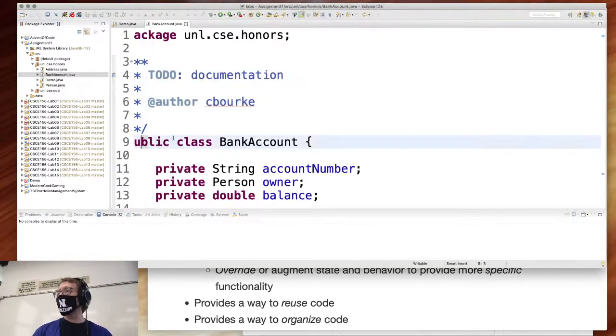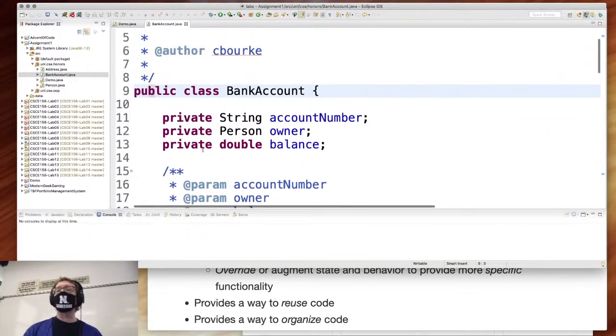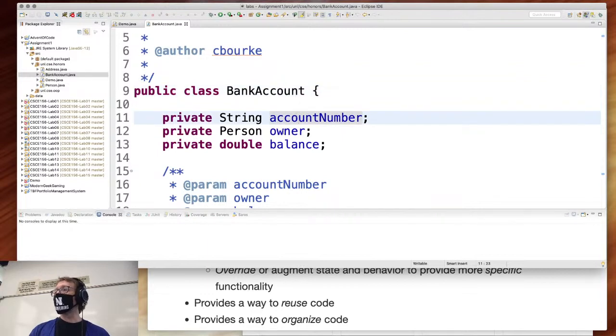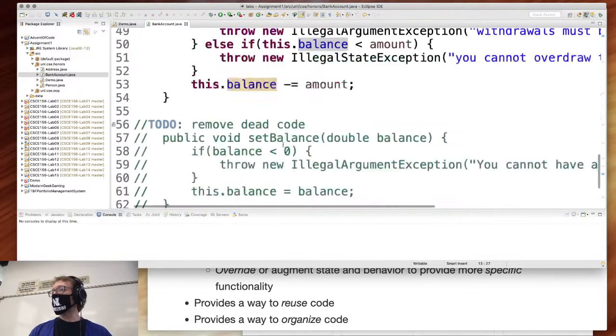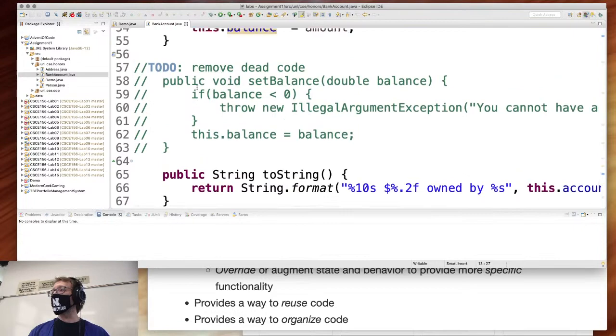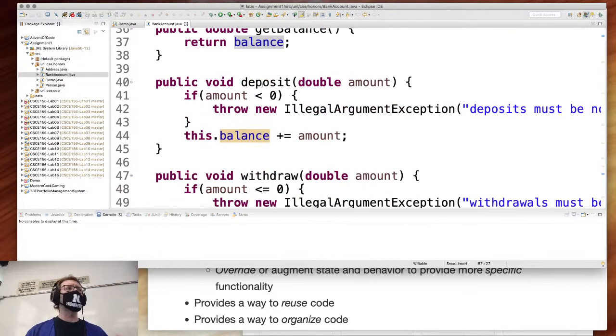What would that look like? Here's the bank account class that we were working on last time, that you have an account number, an owner, and a balance. And what I've done here is I have added some functionality. First of all, I've taken away that set balance. Instead, if you want to change a balance in a bank account, what operations do you actually have? You have deposit and withdraw, right?